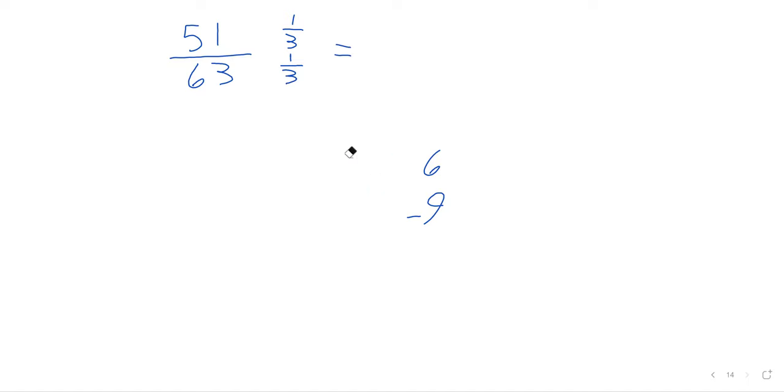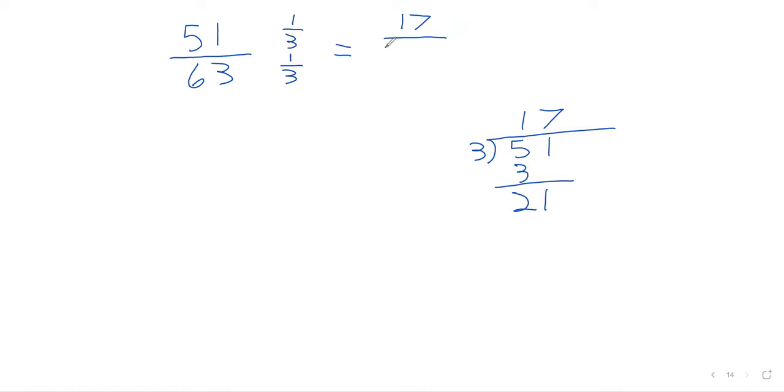So having said that, I'm no whiz at doing mental division. That's 3 into 51, it goes in once. 3 into 21, 7 times. 17 over 21. And this won't reduce further because 17 is prime. But again, that's the kind of thing that you have to build up some experience in order to just look at it and say.